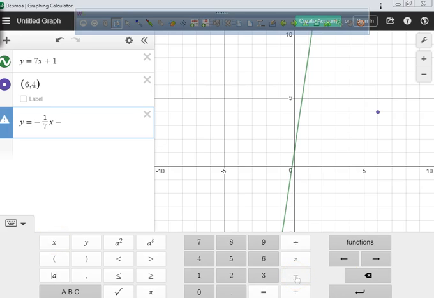Plus 34 divided by 7. And you should see a line pass through that point. Very good, excellent. Stay right there.